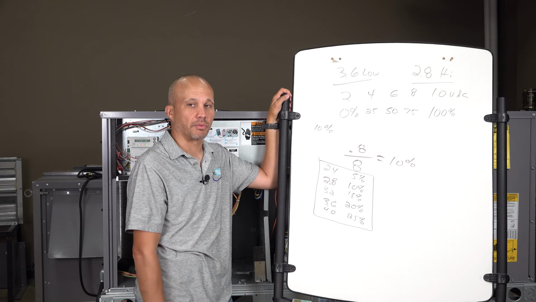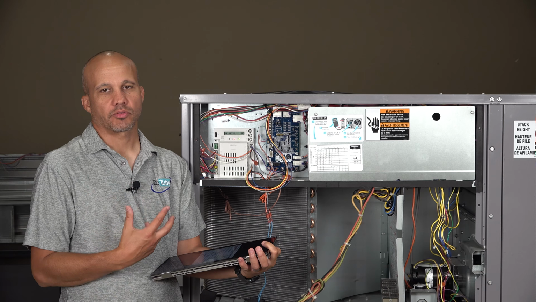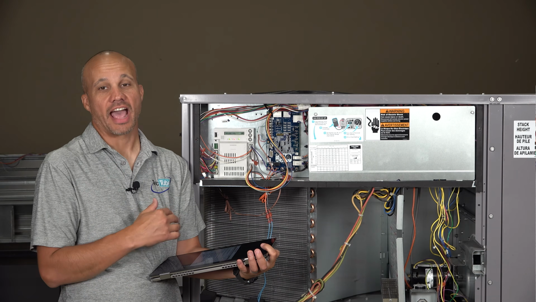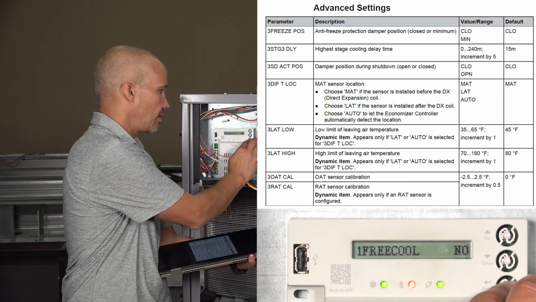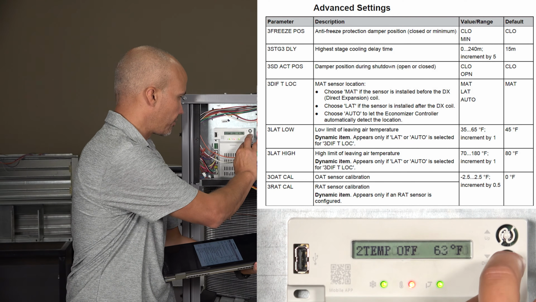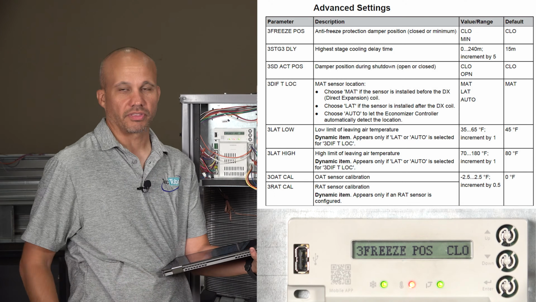All right, now let's continue on with the real advanced settings. The next thing we want to do is dive into the category that's actually called advanced settings in the controller. So that's category 3. So I'm going to hold the button and scroll down through 2 and 3. Now we're in the advanced settings.